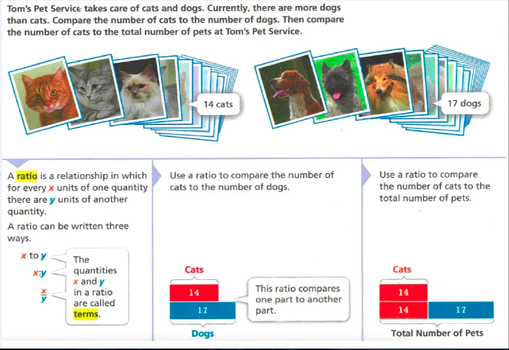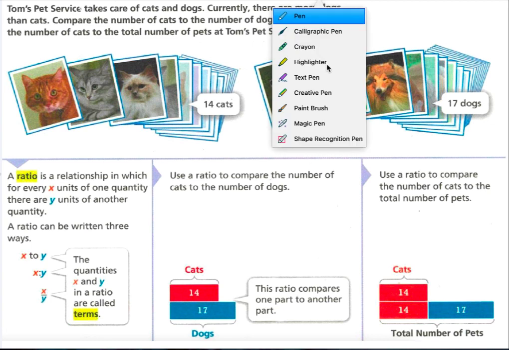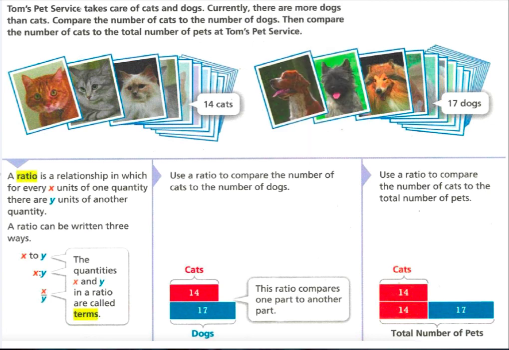All right, so to begin with here, over on the left, it says a ratio is a relationship in which for every x of one quantity, there is y of another. So it really comes down to telling me how many of them there are. There are three different ways to write it. We can write it with the word "to" in between, we can write it with a colon in between, or you can write it with a fraction bar.